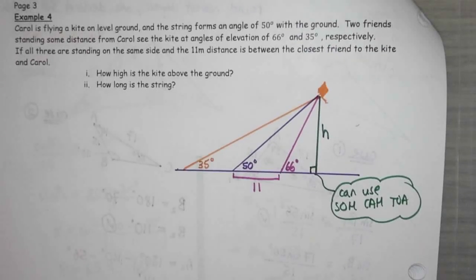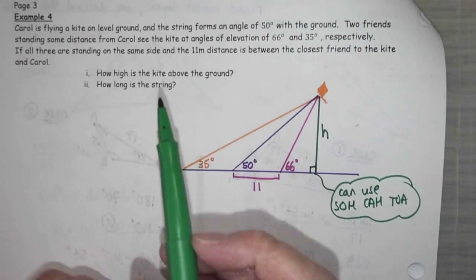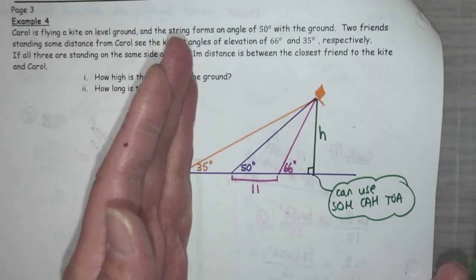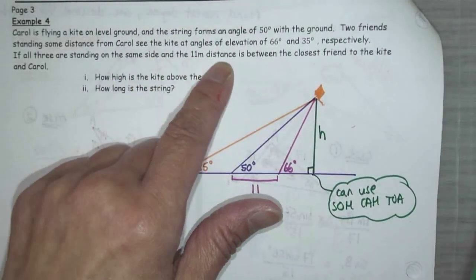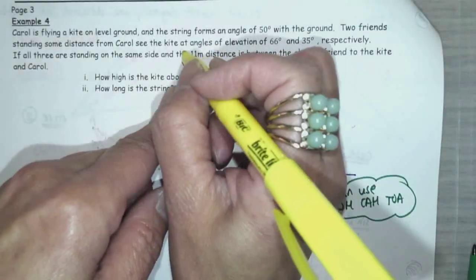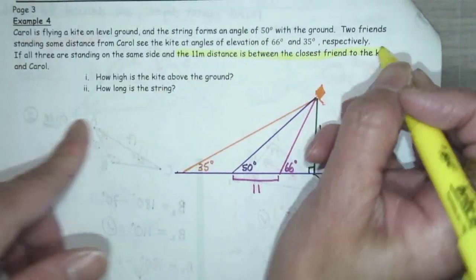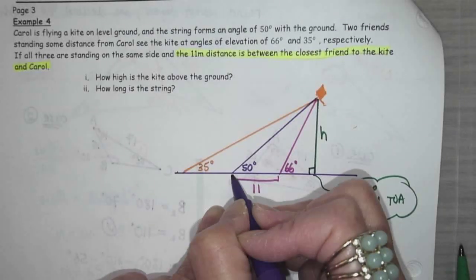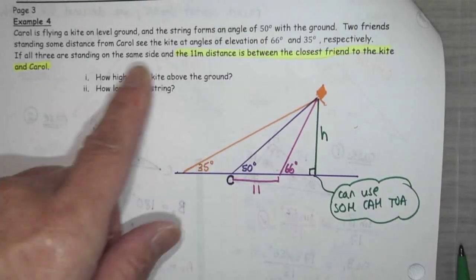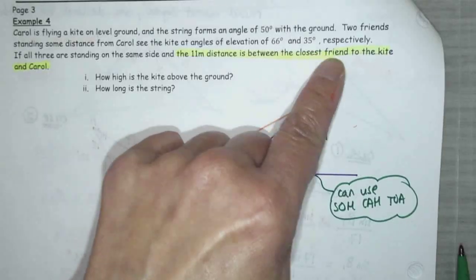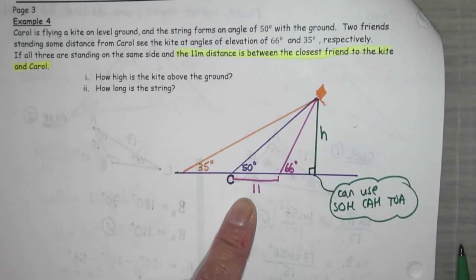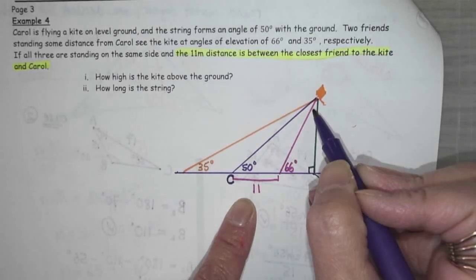Yes? How did you get 11? They said all three of them are standing on the same side of the kite, so I drew them all here. The 11-meter distance is between Carol, who's here, this is Carol, right? So that's Carol. And between the closest friend to the kite. So the person has a higher elevation. If you stand closer to something, your neck cranes higher, right? So you're looking higher at the kite.